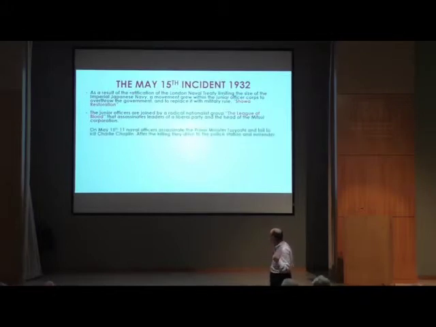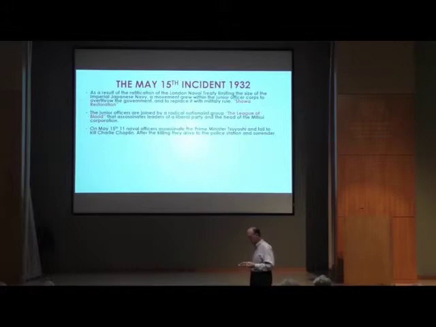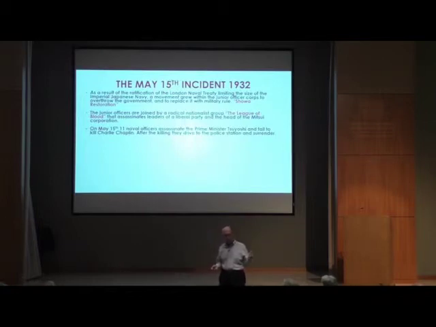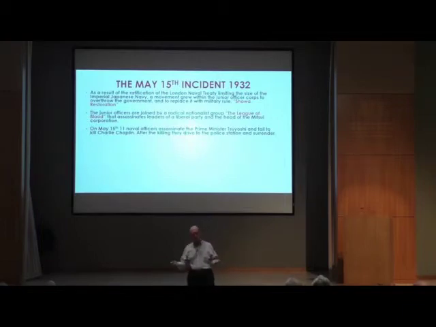And on May 15th, 11 of these officers decide they're going to go to the Prime Minister's house. They're going to execute the Prime Minister. They're also going to kill his house guest, Charlie Chaplin. I know, I'm not making this up. I know, it seems like I must be, but they're going to kill Charlie Chaplin, and that's going to show the world that they're going to have a Showa Restoration. And then after they do that, of course, they're going to go to the police station and surrender themselves.